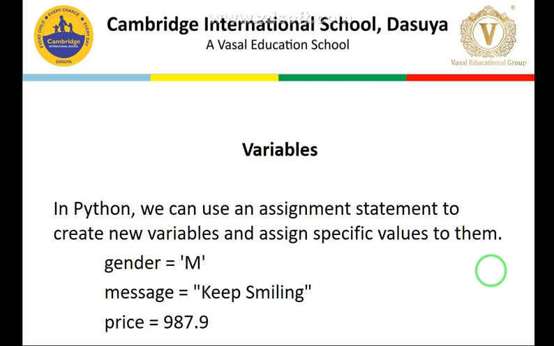Now students, you see here how to use these variables in the program. In Python we can use an assignment statement. This equal to symbol is basically used as an assignment statement to create new variables and assign a specific value to them. Like let's say gender. Gender is a variable and I have assigned a value m to this variable. Similarly for message, I have assigned this string value, keep smiling. And for this price variable, I have assigned a real or floating value. So this is how variables are used in the program. Now we refer to some examples.